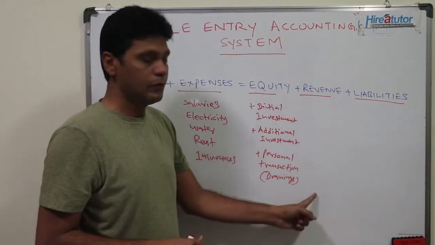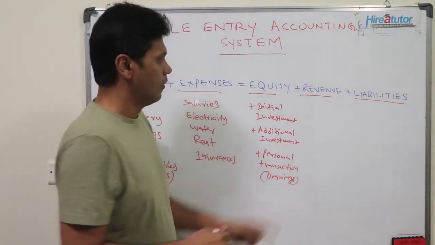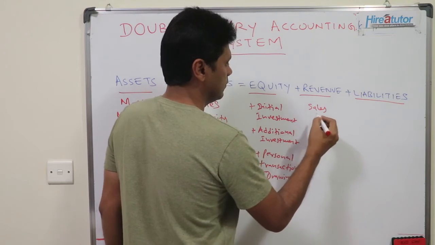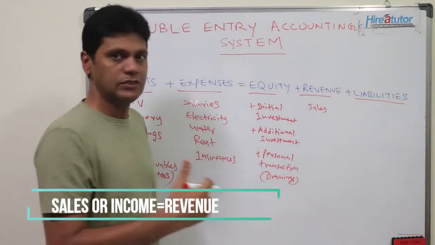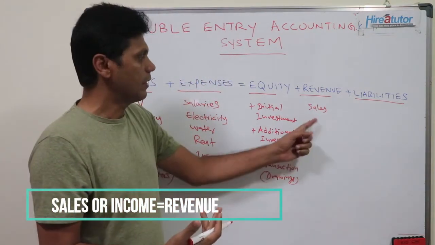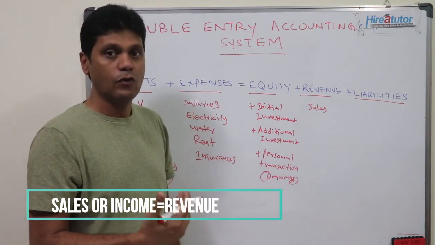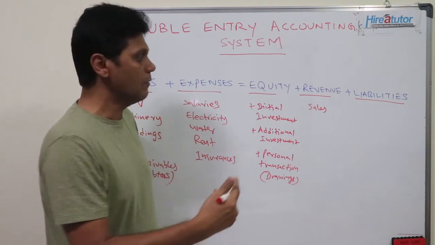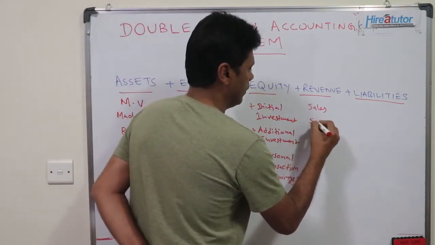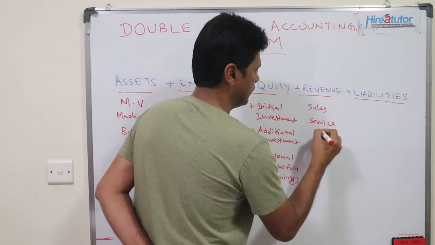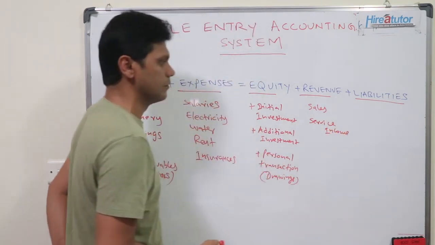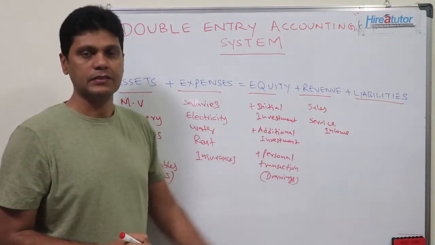Now under revenue, we will have to record sales, whether it is cash sales or credit sales, will be recorded under revenue. And also if you have provided any services, the service related income also will be recorded under revenue. Then what about the liabilities?